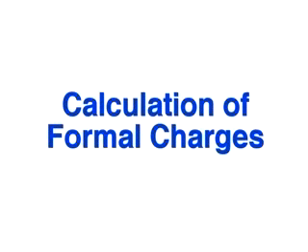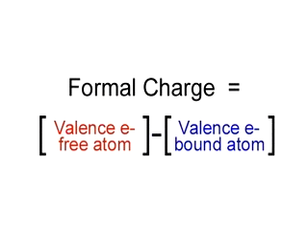Formal charges are a way of keeping track of the electronic charges in molecules. They are calculated as the number of valence electrons associated with the free atom, minus the number of electrons associated with the atom in a molecule or ion.